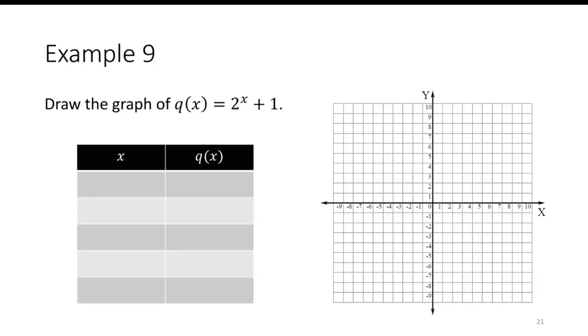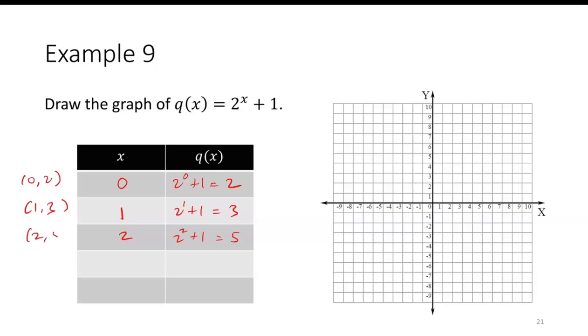So now let's draw the graph of q of x equals 2 to the x plus 1. So if x is 0, I'll have 2 to the 0 plus 1. Anything to the power of 0 is 1, so this is really 1 plus 1, or 2. If x is 1, 2 to the first plus 1 is basically 2 plus 1 is 3. If x is 2, 2 squared plus 1, well 2 squared is 4, plus 1 is 5.